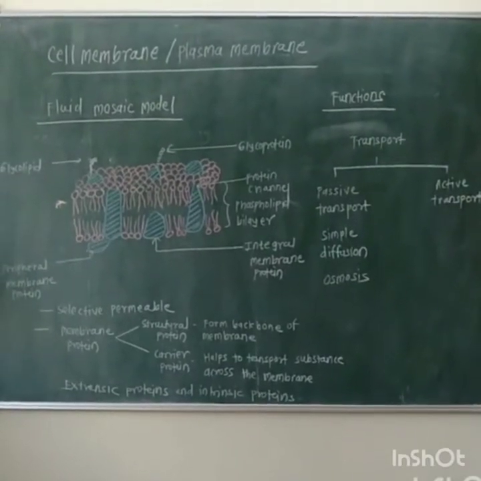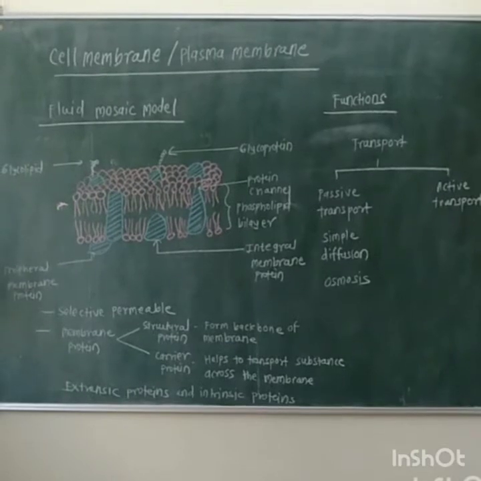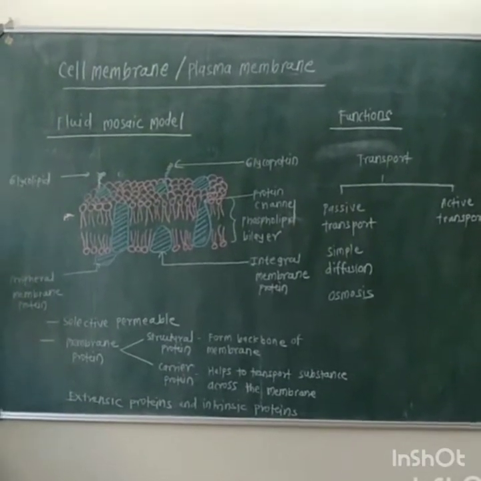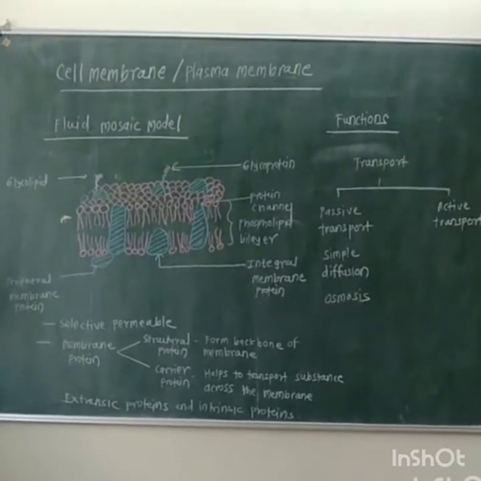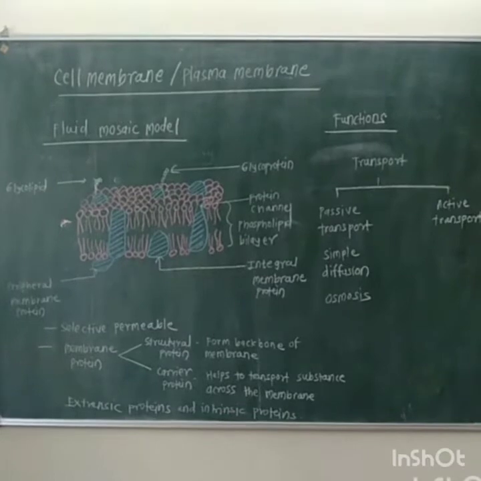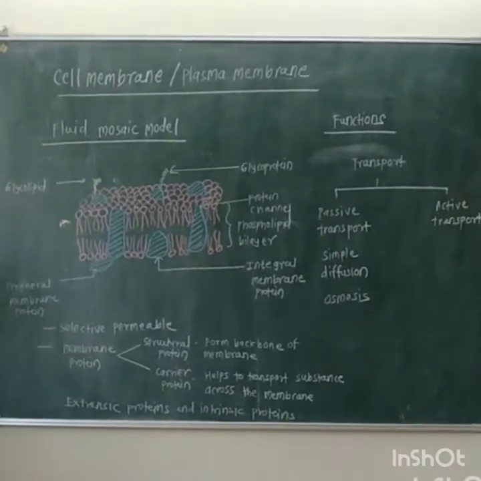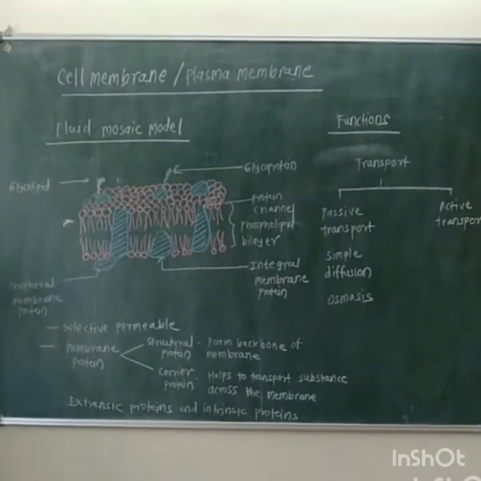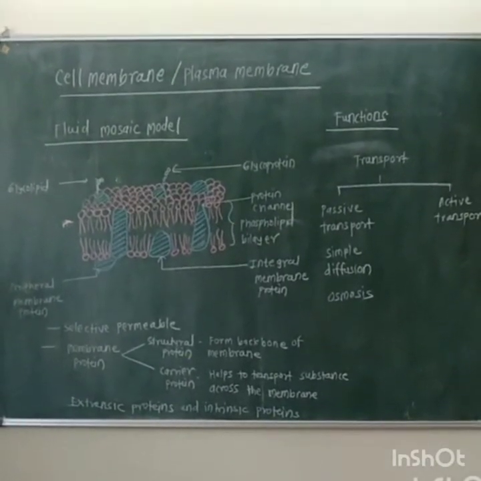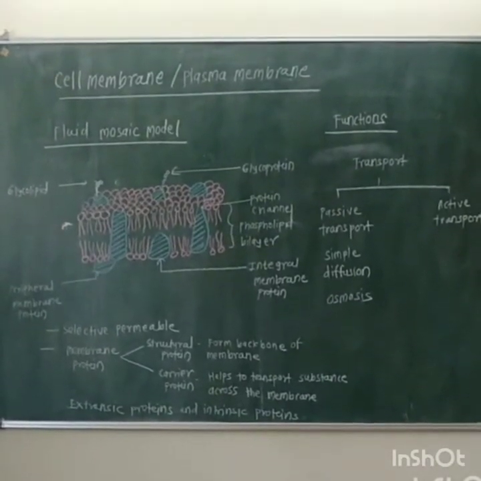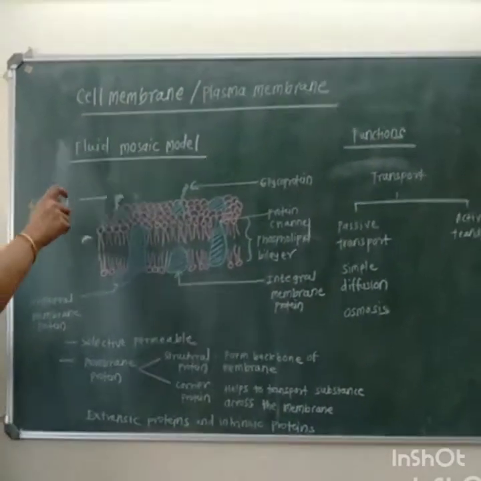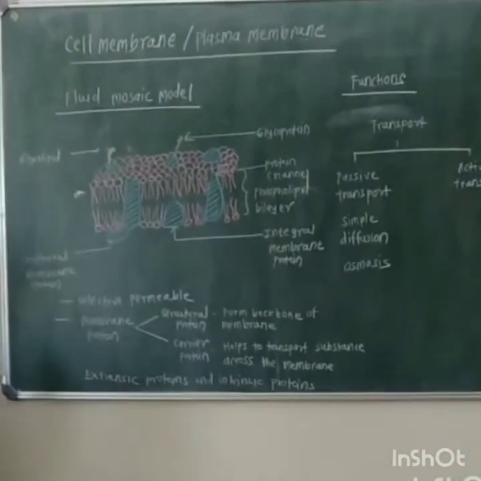Here the plasma membrane is a very delicate structure. So to study the plasma membrane, an electron microscope is required. Various scientists proposed various models to describe the structure of the plasma membrane. In 1972, Singer and Nicolson proposed the fluid mosaic model.